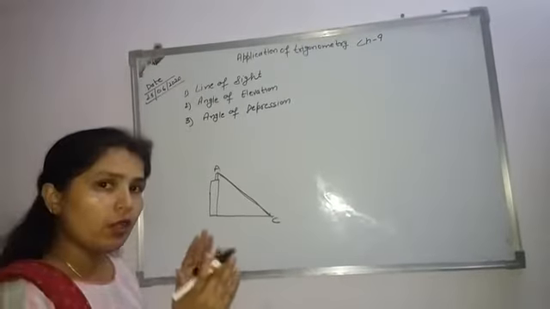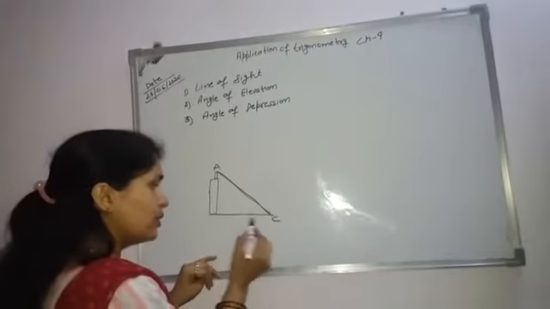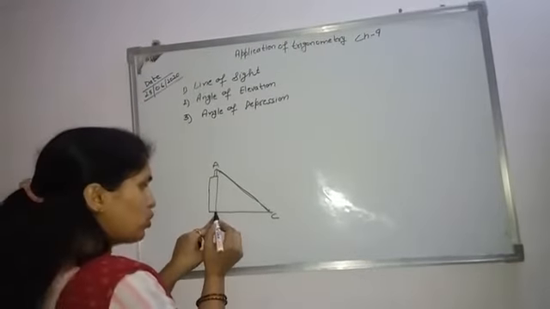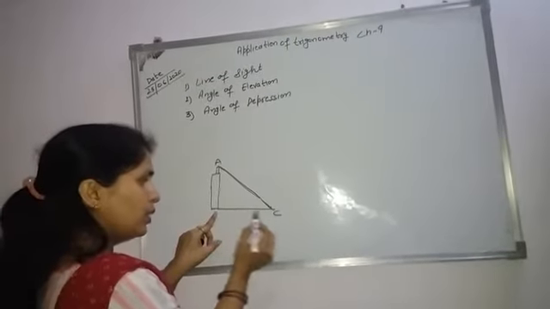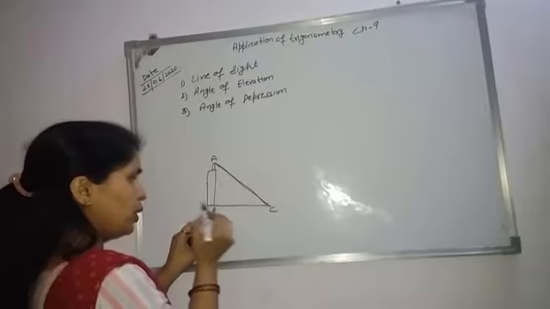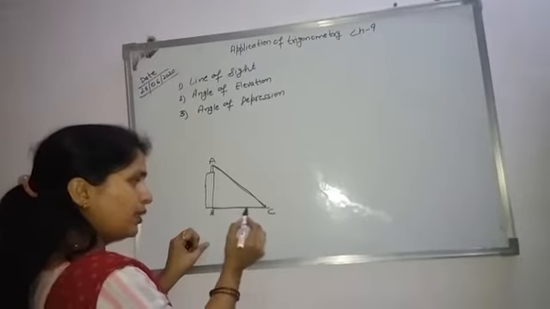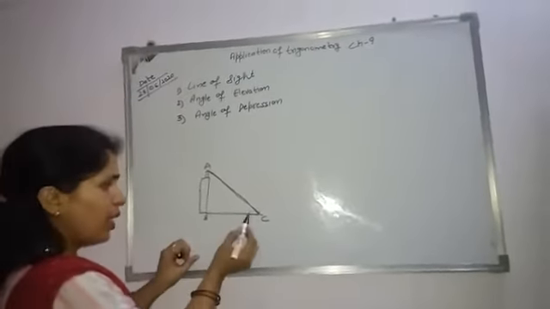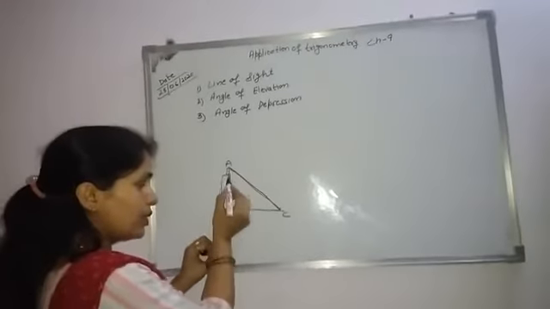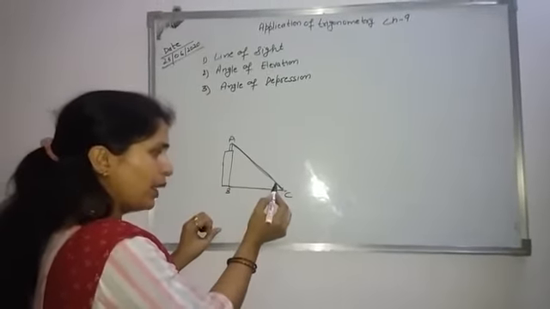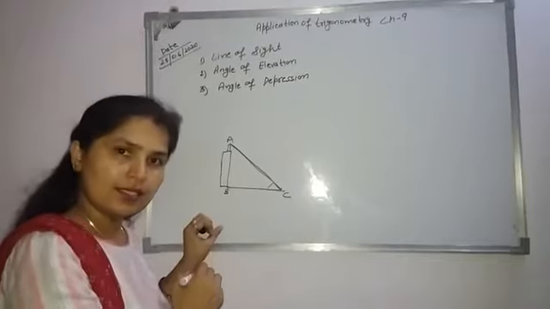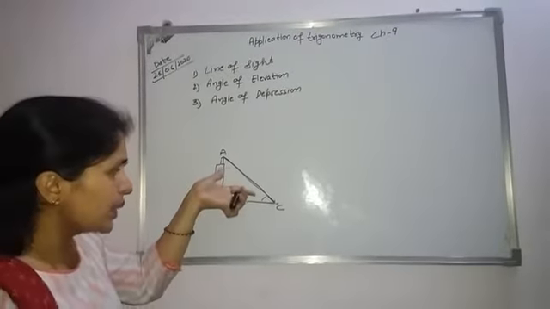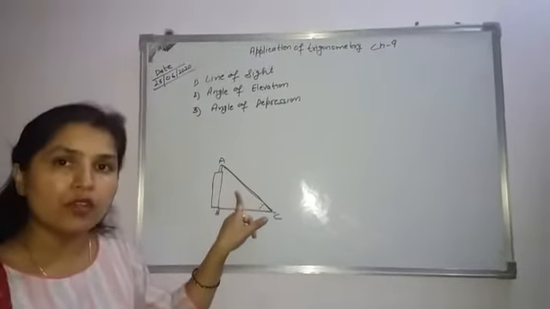How can we find out this value? With the help of this horizontal line. First we will draw this line. Suppose this point is B. So BC, this is the horizontal line, and this horizontal line makes some angle with the line AC. And now what is this AC? AC is the line of sight.